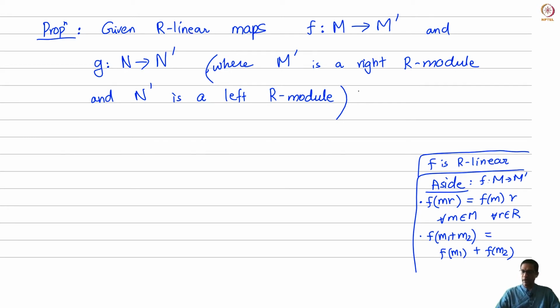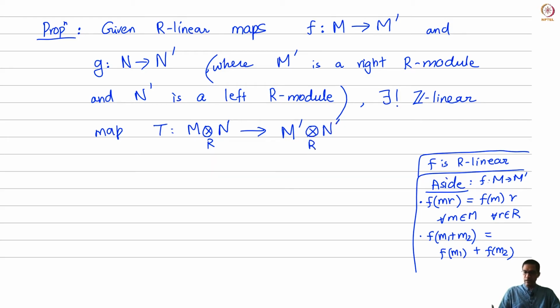So given two R linear maps, from M to another right module M dash and from N to another left module N dash, there exists a unique Z module homomorphism, a unique Z linear map, let's call it T for now, from M tensor N over R to M dash tensor N dash over R, satisfying the following property: on those generators, the elements of the form m tensor n, which are sometimes called simple tensors or decomposable tensors, T takes the value given by the tensor product f of m tensor g of n.